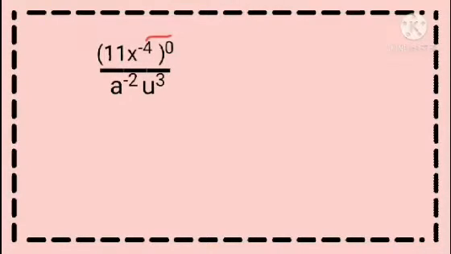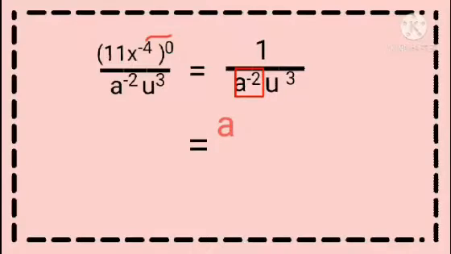First, distribute 0 to 11x raised to negative 4. We have 1 over a raised to negative 2, u raised to 3 now. After that, get the reciprocal of a raised to negative 2. Then the final answer is a raised to 2 over u raised to 3.